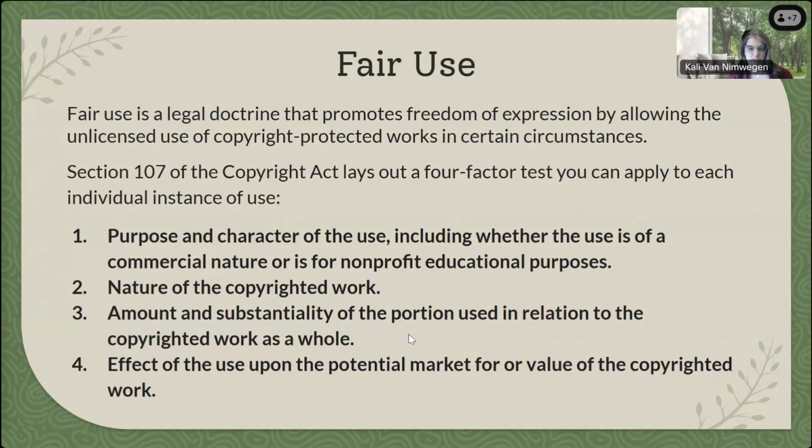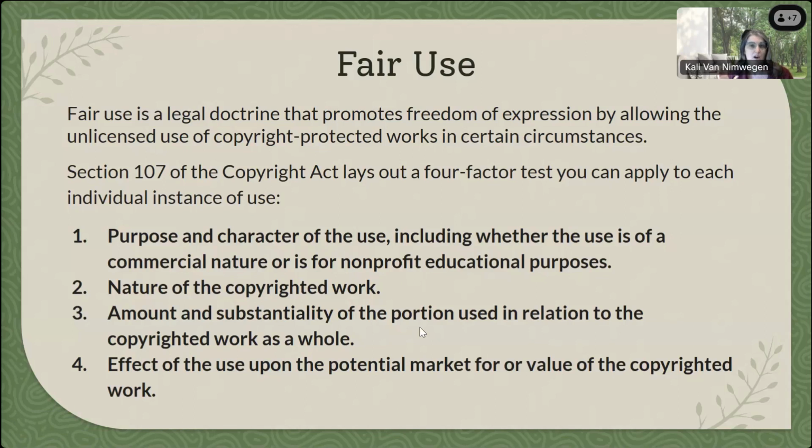The amount and substantiality of the portion used. Usually we look at about 10% of a work as being considered roughly fair use. If you're using, say, 50% of a book and saying, here, you can read this, I've scanned in half of this book and I want to use it as my textbook, but I'm only using half of the book, that would probably not be a fair use case.